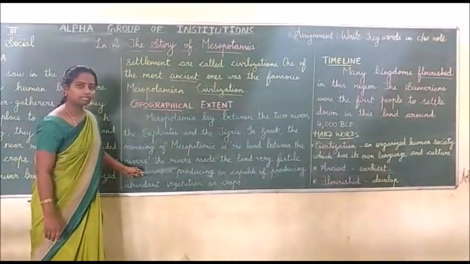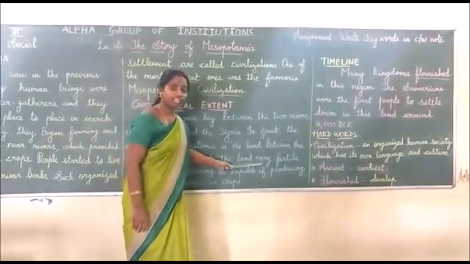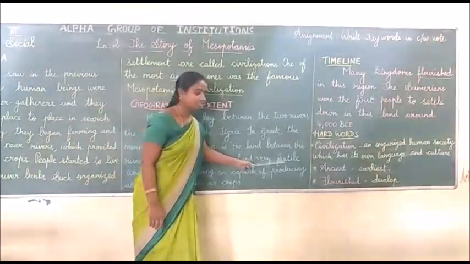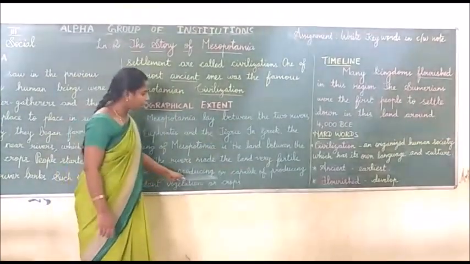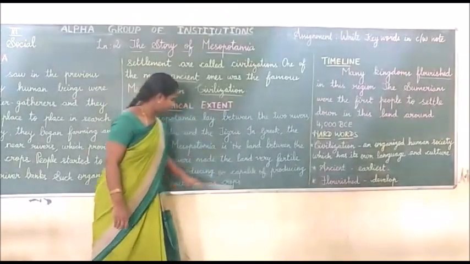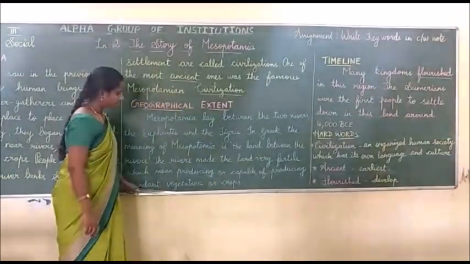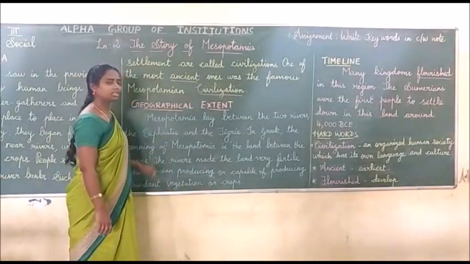The rivers made the land very fertile, which means producing or capable of producing abundant vegetation or crops. Shall we see what it is?